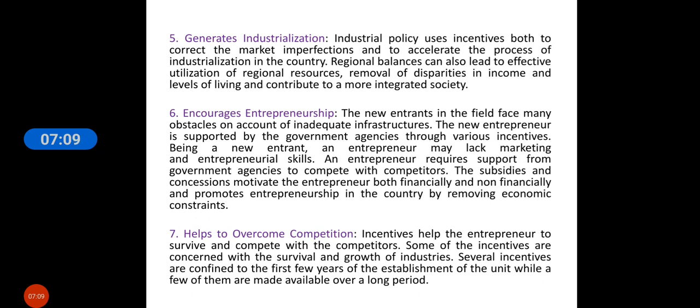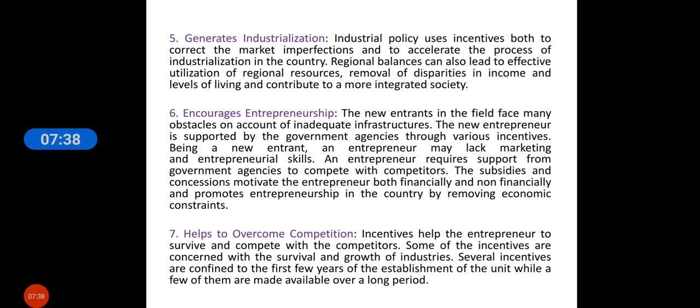Then it helps to overcome competition. Incentives help entrepreneurs to survive or to compete with the competitors. Some of the incentives are concerned with the survival and the growth of the industries. They provide various incentives which create imbalances in the economy, and these imbalances help to differentiate your product, your services from your competitors.